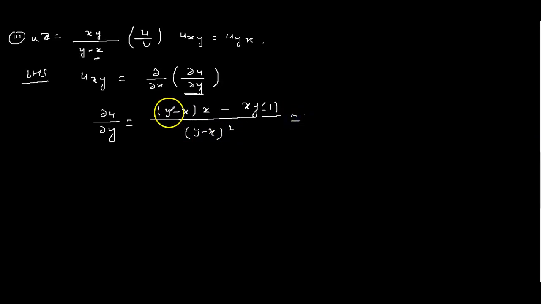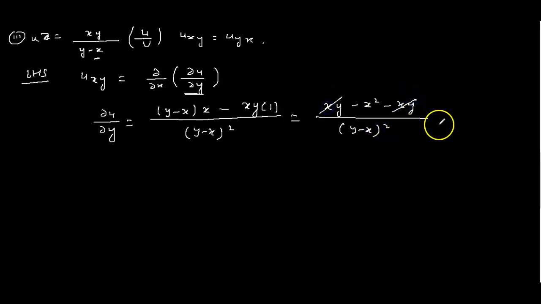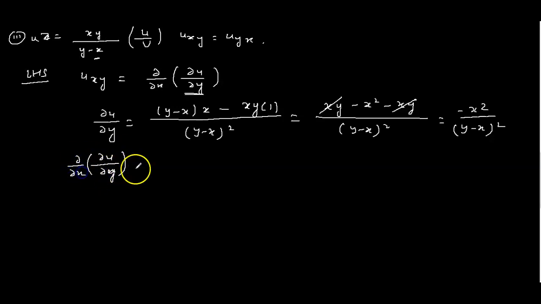If we simplify here, this is xy minus x square and minus xy, divided by y minus x whole square. This part cancels here. So minus x square divided by y minus x whole square. Now this one, if we differentiate with respect to x.